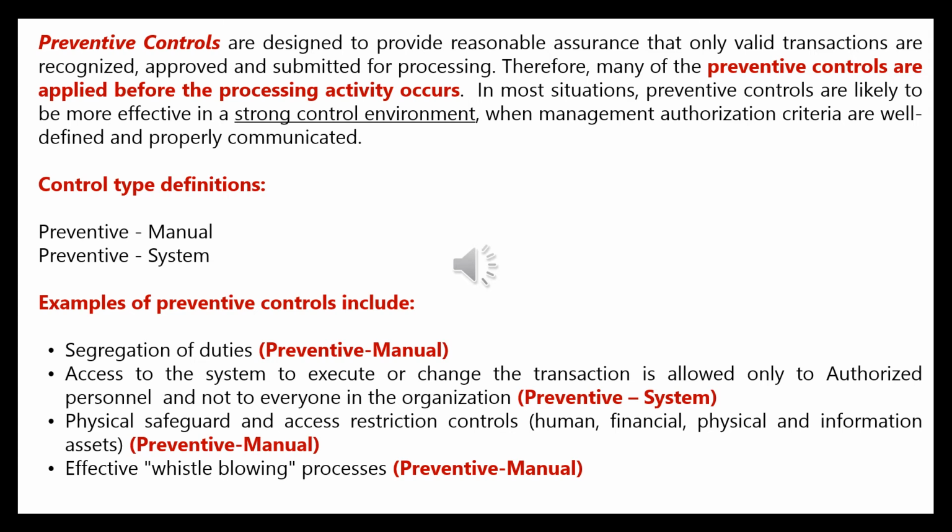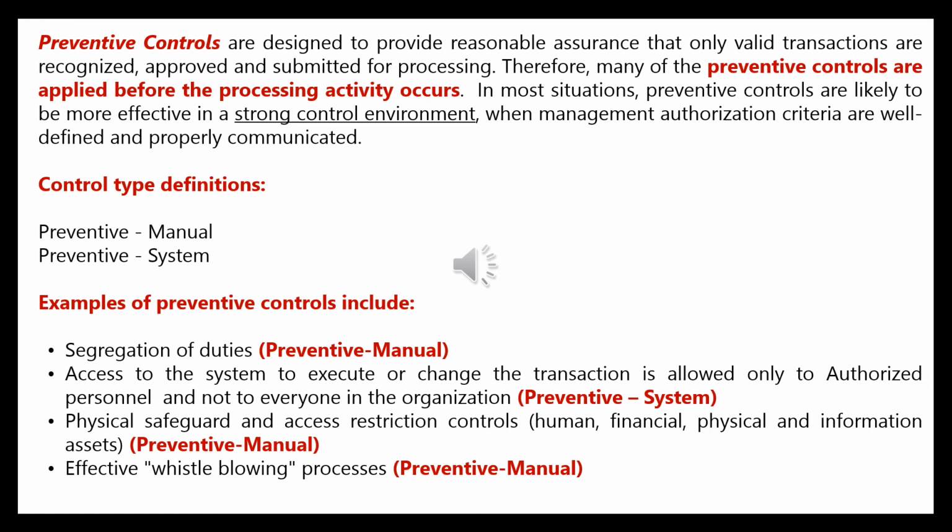Let's look at the definition one more time and extend it to a few of the examples in a business scenario. Preventive controls, by definition, are designed to provide reasonable assurance. It's not an absolute assurance, but a reasonable assurance that only valid transactions are recognized, approved, and submitted for processing. Therefore, you would see that many of the preventive controls are applied before the processing of activity occurs. In most situations, preventive controls are likely to be more effective in a strong control environment when the management authorization criteria are well defined and properly communicated.